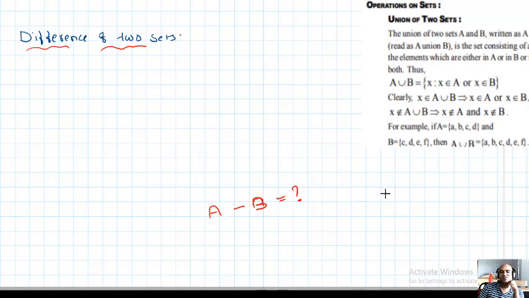These two are not real numbers. If two real numbers are given, you know how to subtract. But these are not real numbers. So how to subtract one set from another? I want to write the definition first.